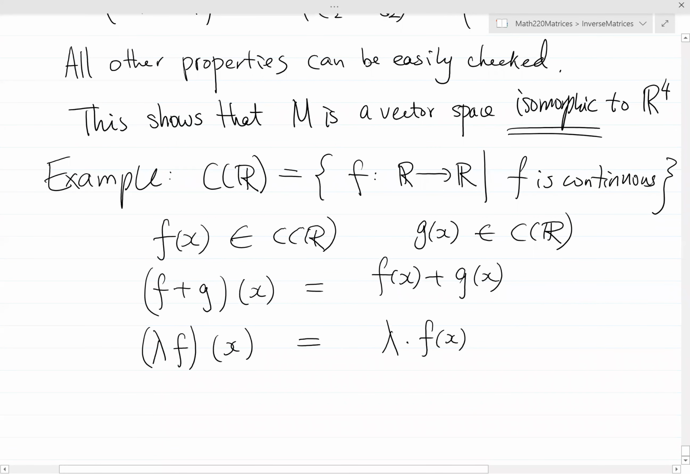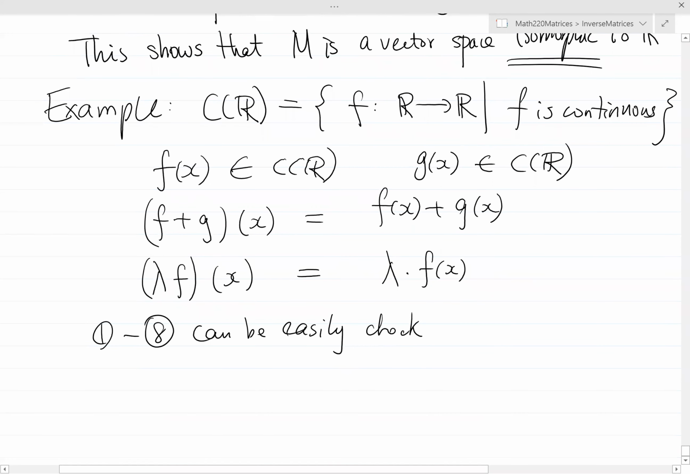The other properties you can easily check. You can check axioms 1 to 8, which are easily checked. So this shows that the set of continuous functions from R to R is a vector space. It's actually infinite dimensional.